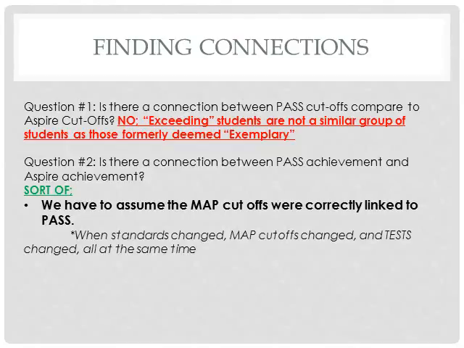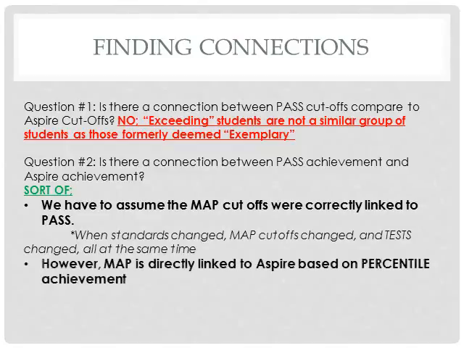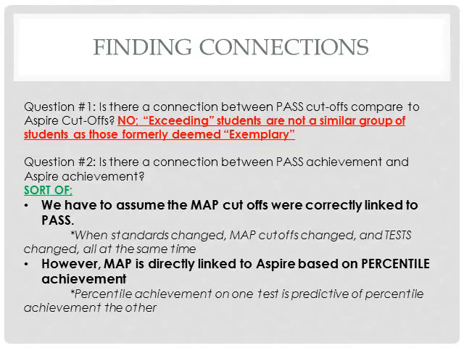So the new MAP cutoffs, as far as the percentiles falling into not met 1, 2, and all the levels, those were never tested against PASS because the same year they changed, we switched to Aspire. That's the problem in doing this. However, MAP is directly linked to Aspire based on percentile achievement. And the implication here is that percentile achievement on one test is highly and strongly predictive of percentile achievement on the other.